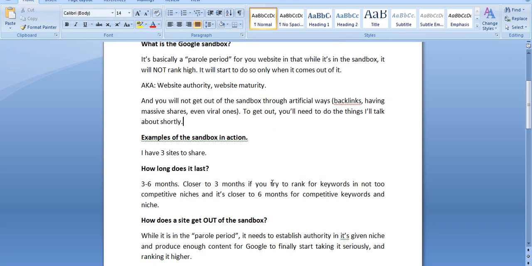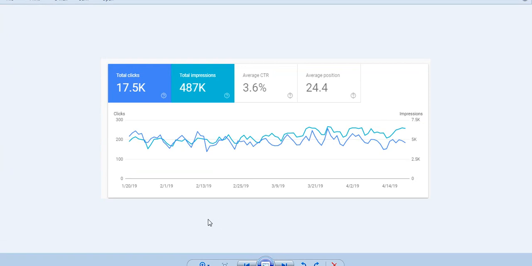Now, I want to share four different sites with you to describe how the sandbox works. Let's talk about the first site over here. This is a website that I started a number of years ago, in mid-2013. It took about 6 months to get out of the sandbox. I was blogging almost every single day, and it's a website about how to make money online.